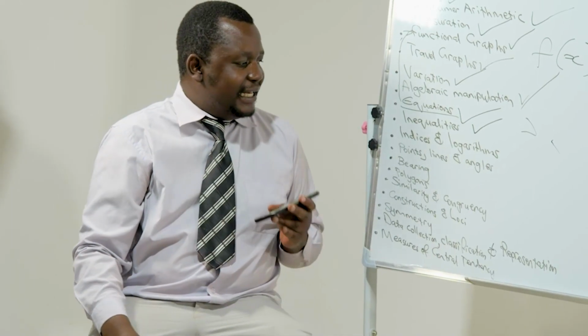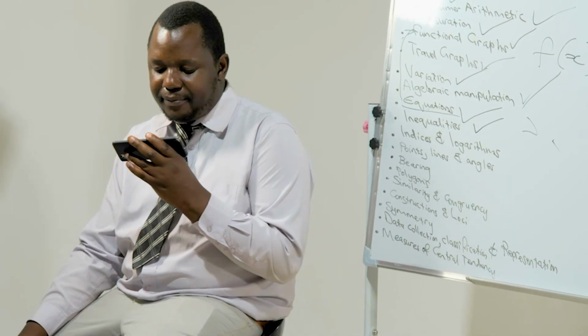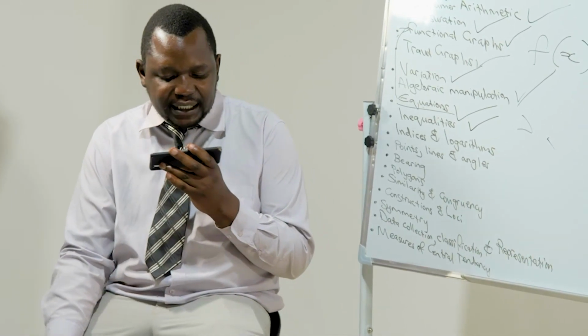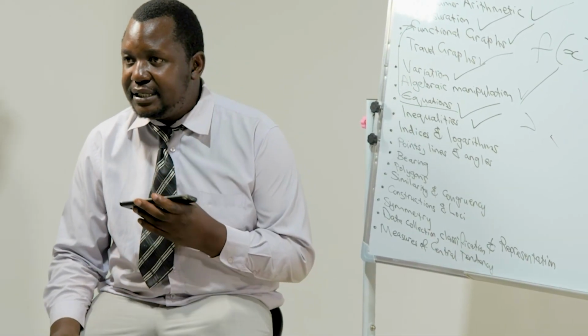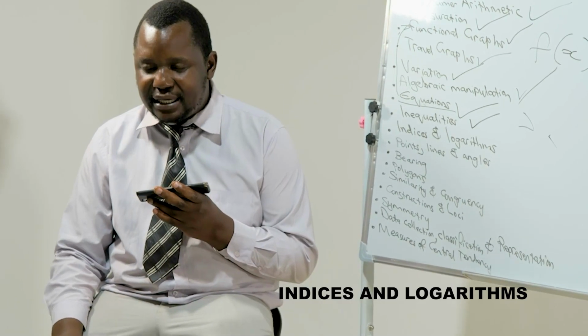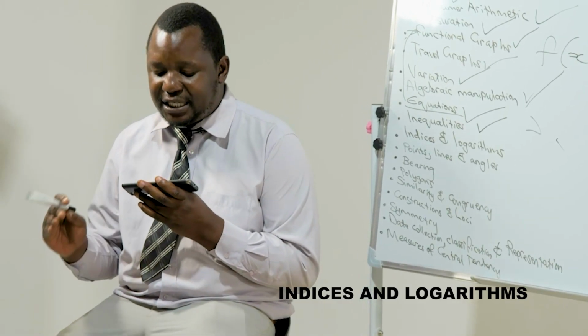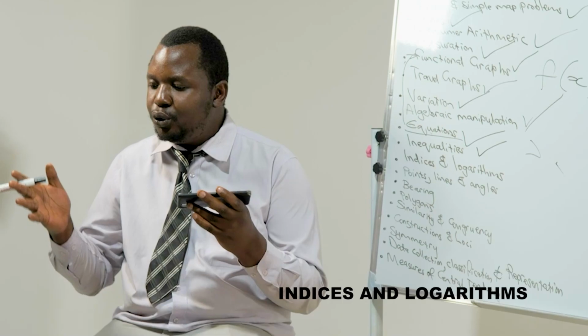Next, we are looking at indices and logarithms. Right, the first objective, simplify algebraic expressions involving indices. These are indices, powers, exponents. So 3 to the power 2 is 9.